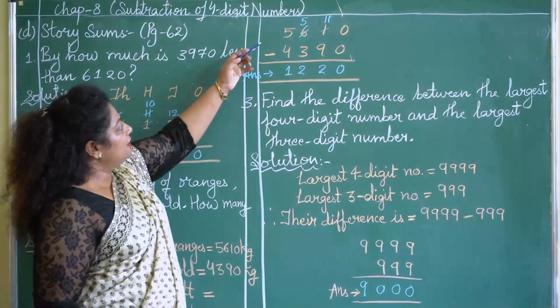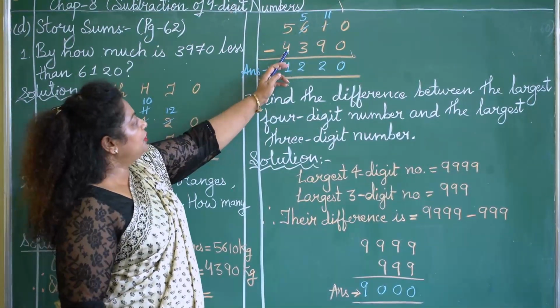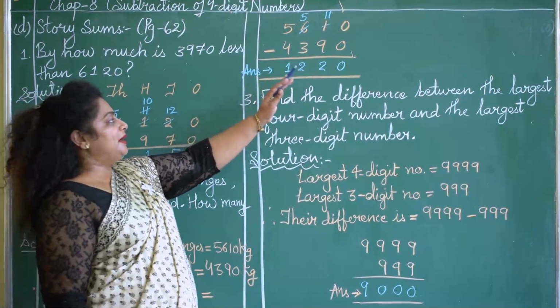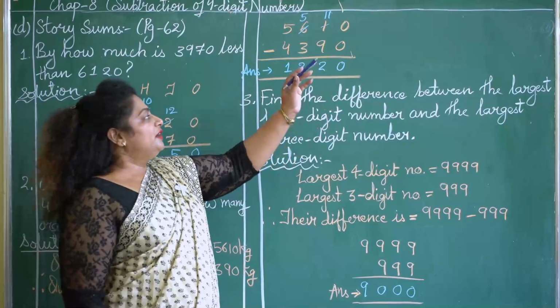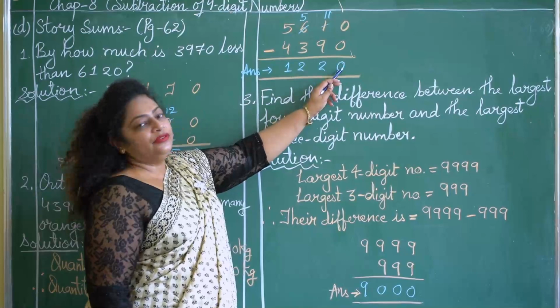So let us write 5610 minus 4390. Let us subtract. As I told you that the subtraction or addition, whatever is there, we have to start from the ones place. So 0 minus 0 will give you 0.